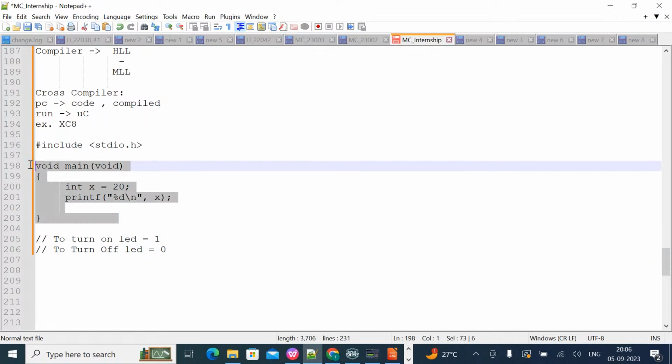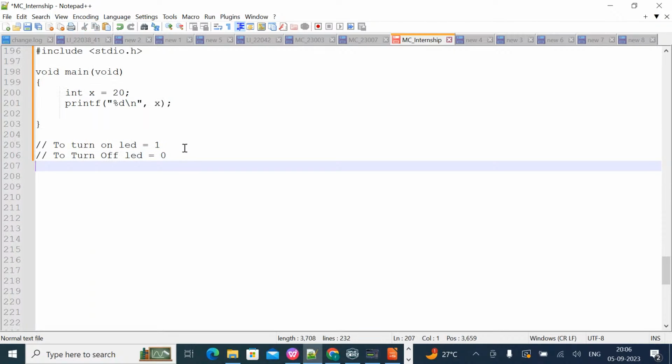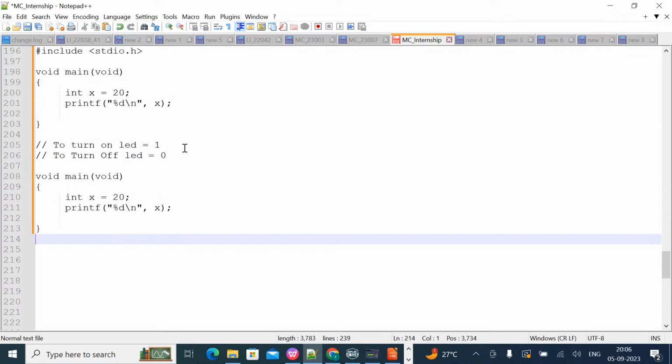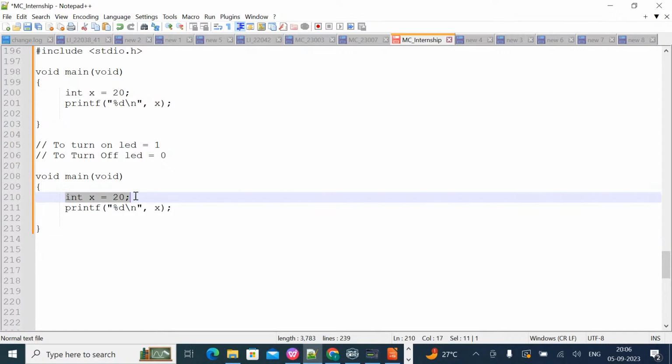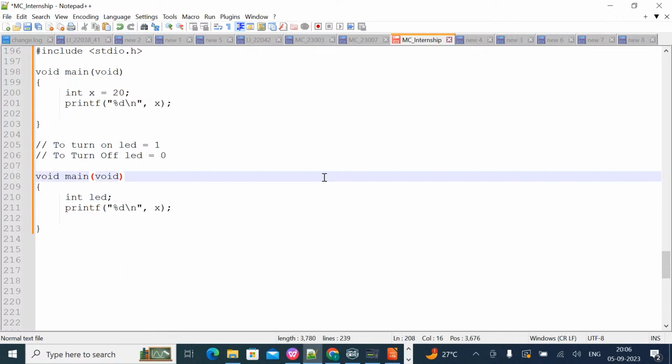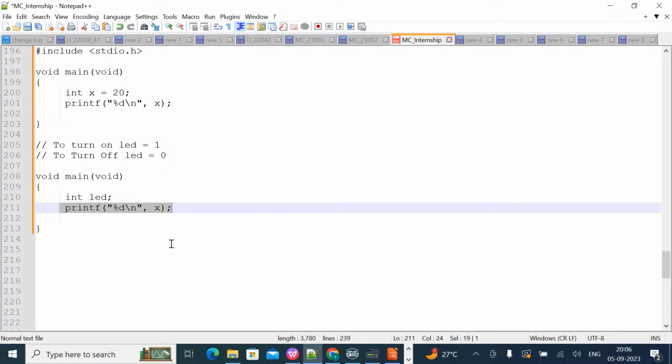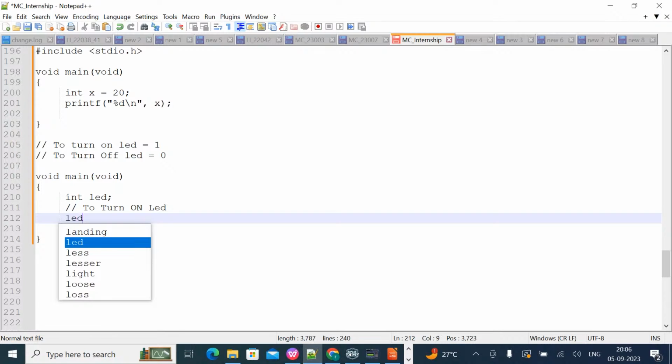Now let me copy this code. I'm copying it. Pay attention, everybody. Now let me change this code. See here, I'm declaring an integer, let's say LED. Let me turn it on. So I wanted to turn on the LED. As per the assumption, to turn on the LED you have to put the 1. So I'm writing LED equal to 1. So what happened, people? This program is going to turn on my LED.